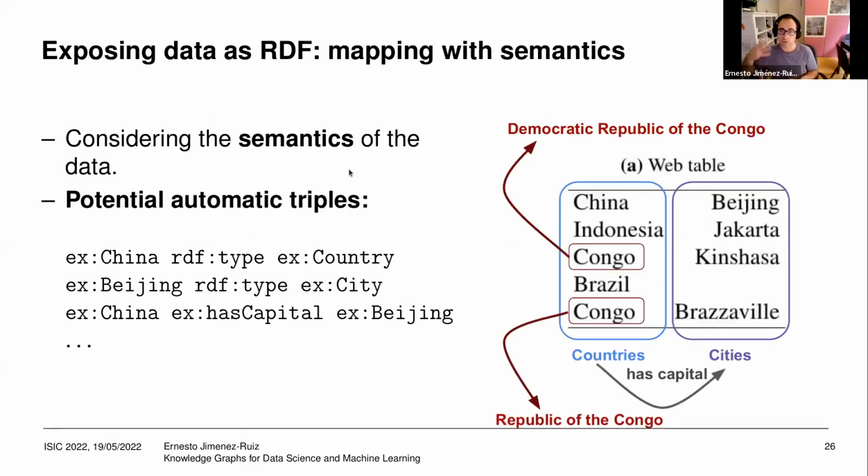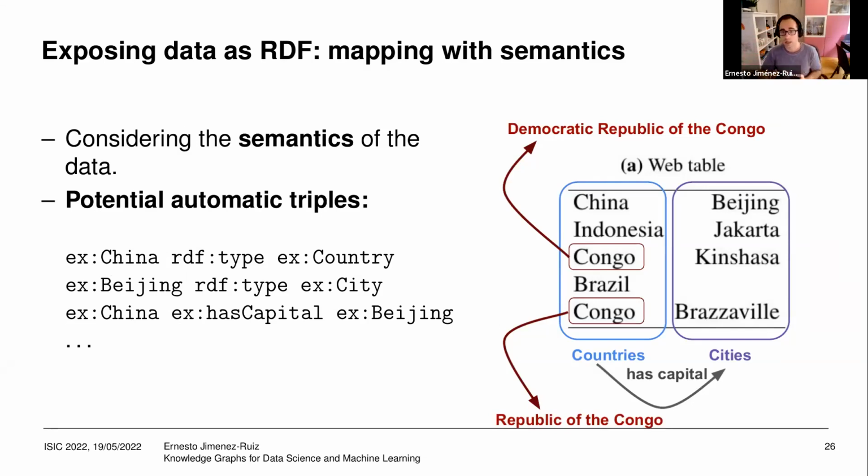But of course, if you take into account what we were discussing before in the presentation, like how to semantically annotate the table before the transformation, you could get a much more useful set of triples. Where you say, okay, China is a country, Beijing is a city, and the capital of China is Beijing, and things like that. And then, of course, once you have this very nice set of triples, there is also an ontology orchestrating this, because countries are connected to cities via has capital and things like that.